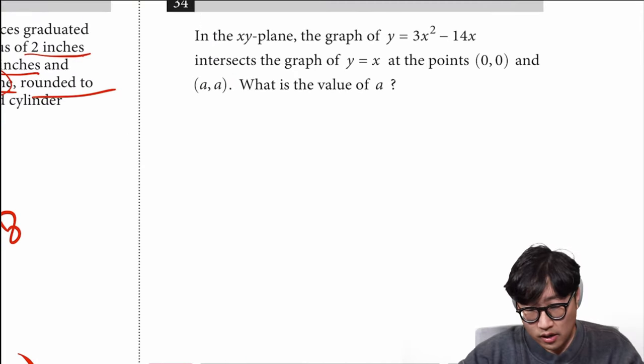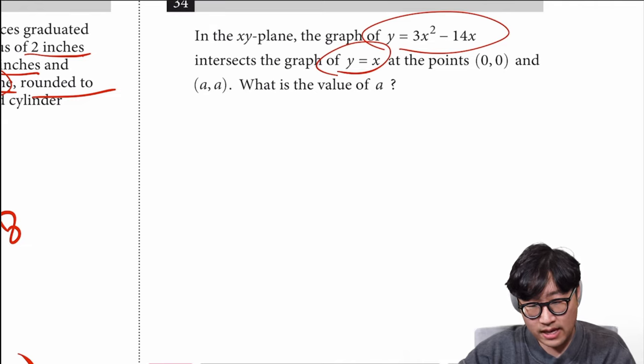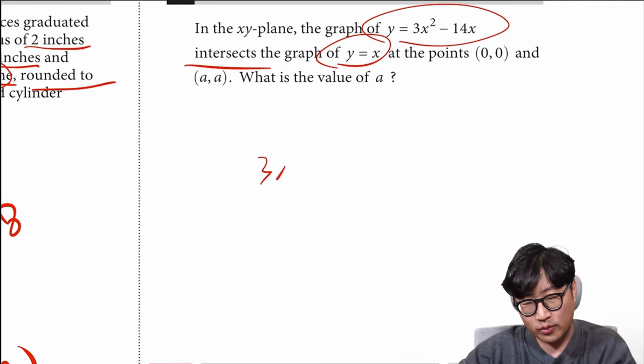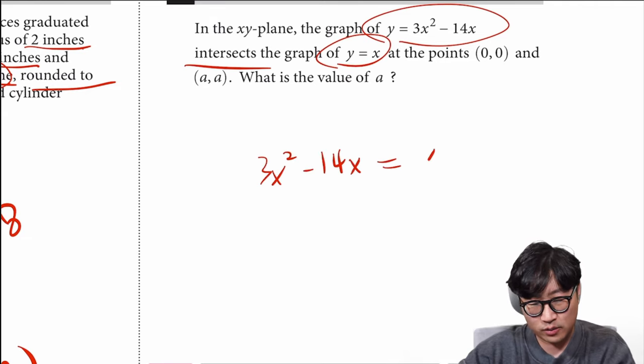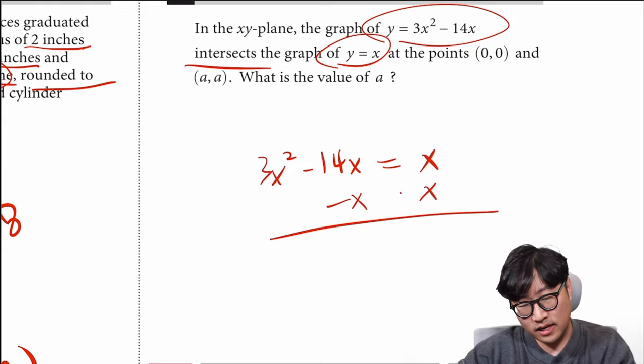Number 34. Okay, graph of that. Intersect, set them equal. 3x squared minus 14x is equal to x. Move it over to one side, set it equal to 0.